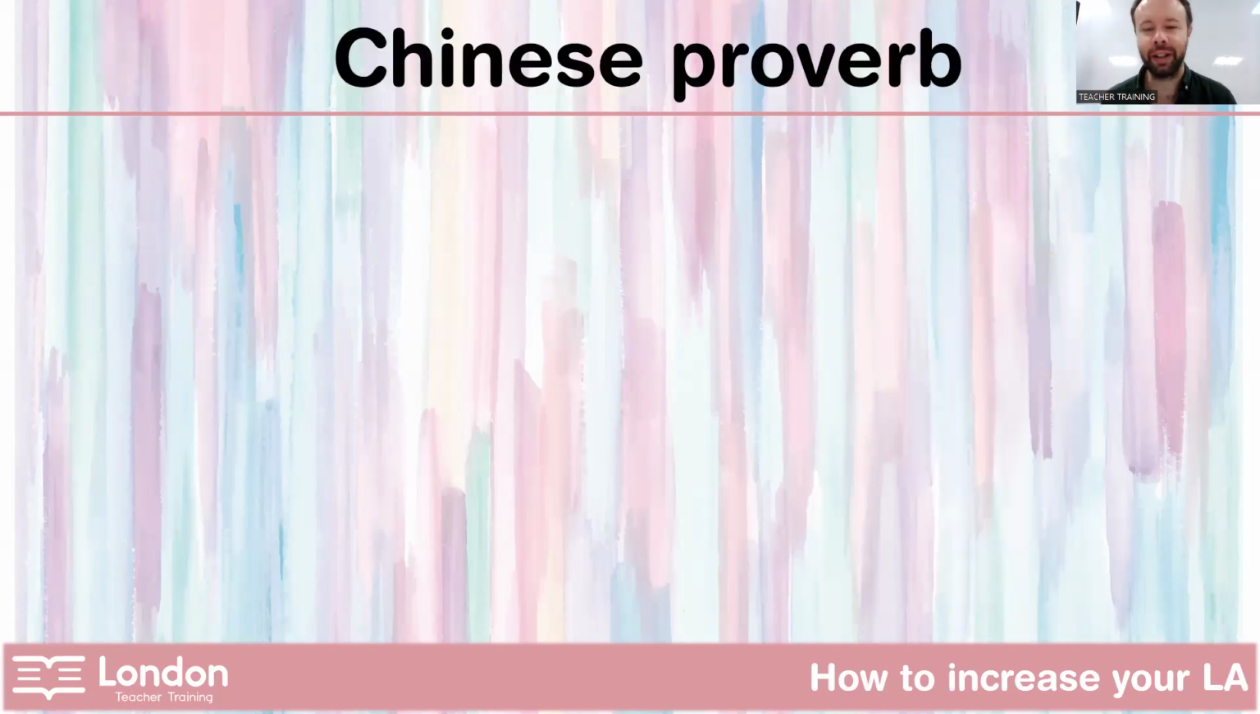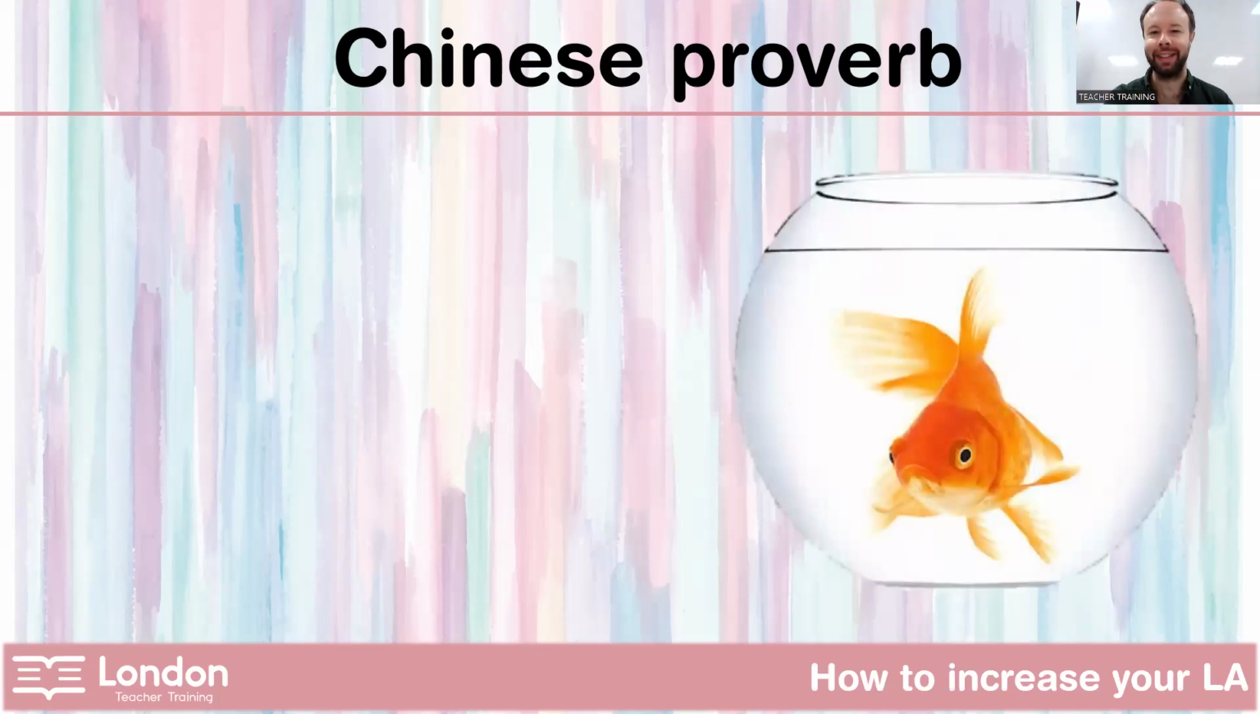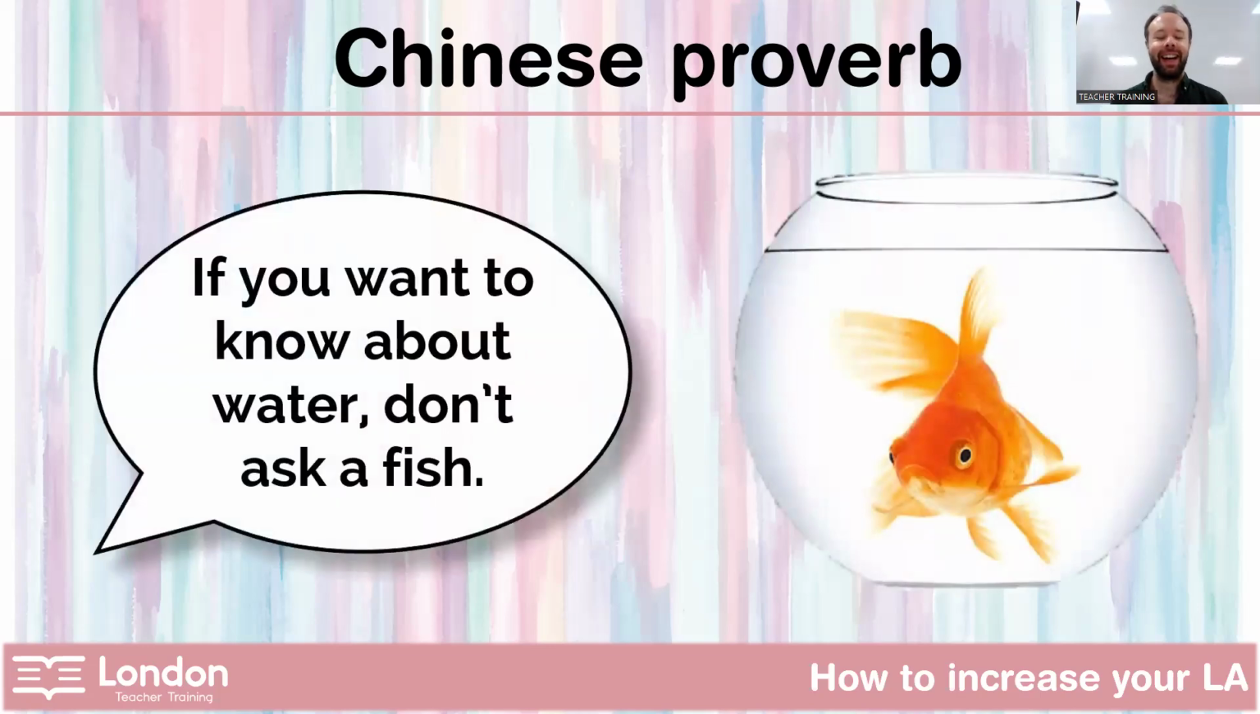So yes, first off, I thought I'd start with a Chinese proverb that I came across in an article that was actually written about this topic. And there's our little goldfish. And it is, if you want to know about water, don't ask a fish. And this really is the perfect analogy for what we're looking at today.